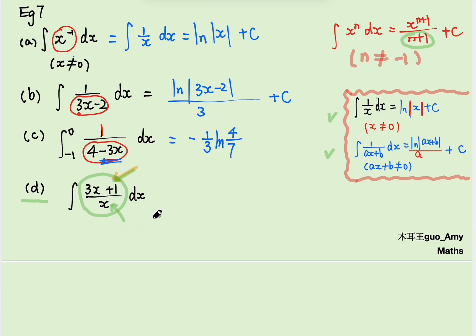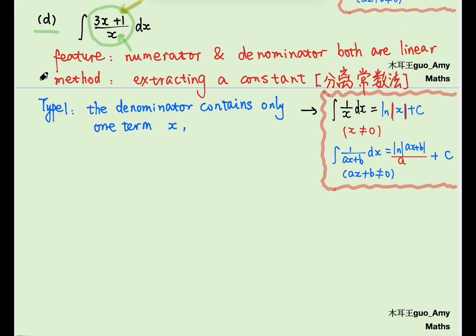For this type of function, the feature is that both numerator and denominator are linear functions. We will need a new method to solve this type of question, which is called extracting a constant. Now we are going to illustrate how to use the new method to solve this question. We focus on the denominator, which is x, and we label this one as type 1, which has the denominator containing only one term, x.